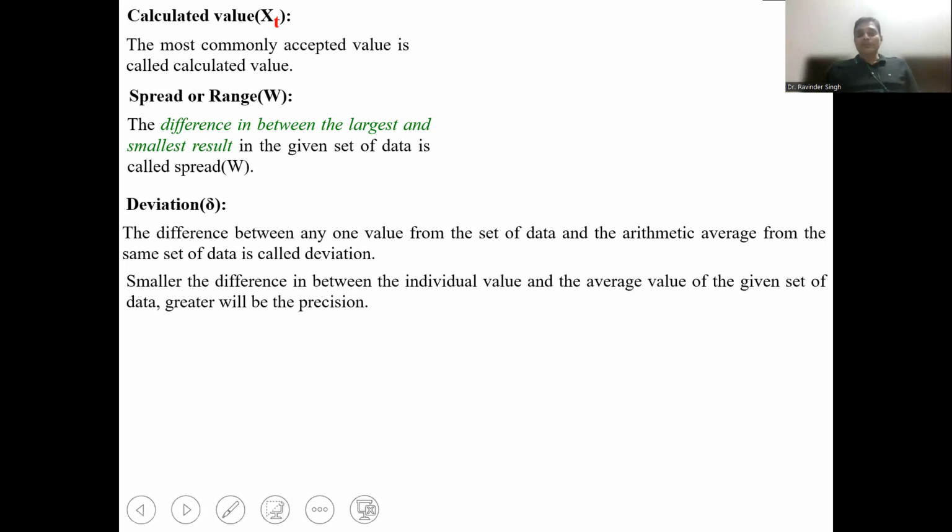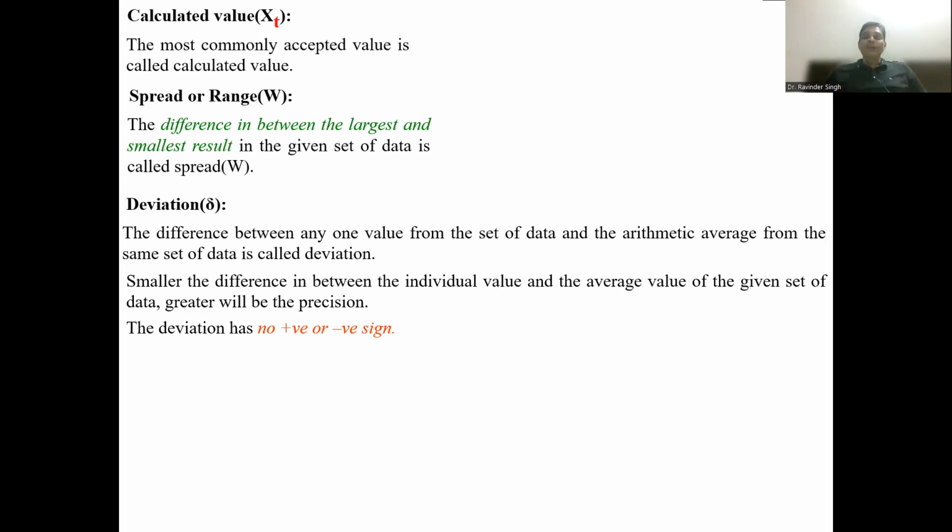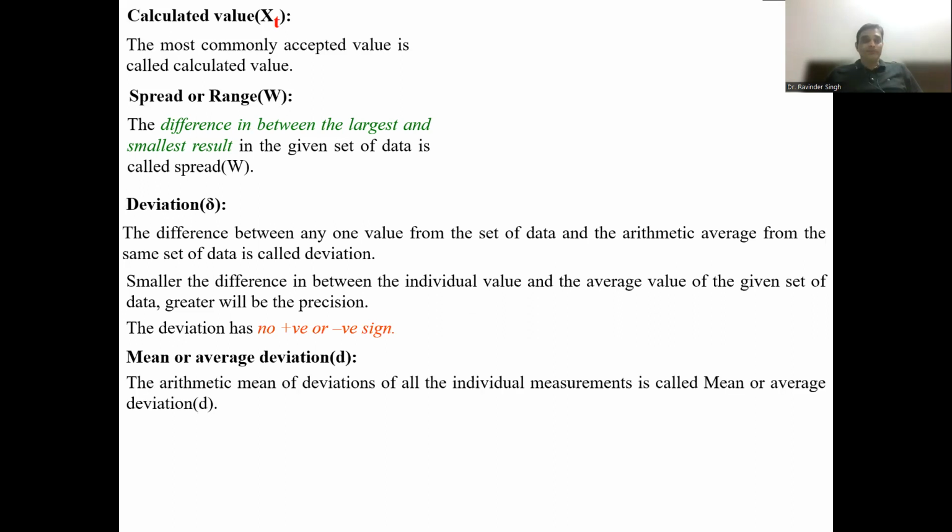Smaller the difference between the individual value and the average value of the given set of data, greater will be the precision. So the value closer to the average value will be more precise. The deviation never has any type of sign. Just as we put signs with error, positive error, negative error, we will never put any type of sign with the deviation, no positive sign, no negative sign.